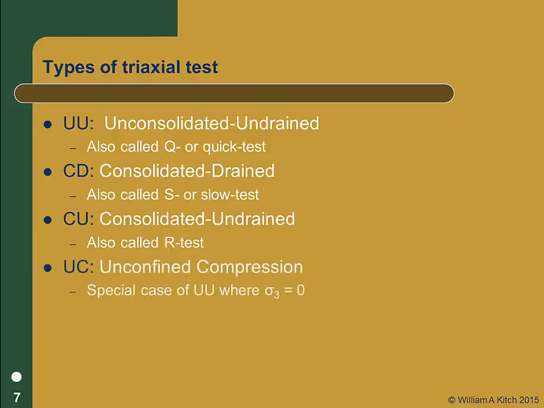Finally, we sometimes perform an unconfined compression test on cohesive soils. Strictly speaking, this test is not a triaxial test. It's not performed in a triaxial cell. It's a simple compression test without any consolidation or any confining pressure. It's similar to an unconfined compression test on a concrete cylinder. Since the test is not performed in a triaxial cell, we have no control over the drainage conditions. In this test, we shear the soil very quickly and assume that there's no drainage. This test is equivalent to a UU test with sigma 3 equal to 0.